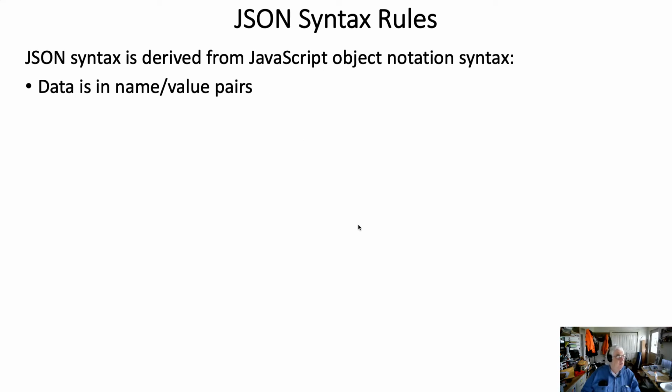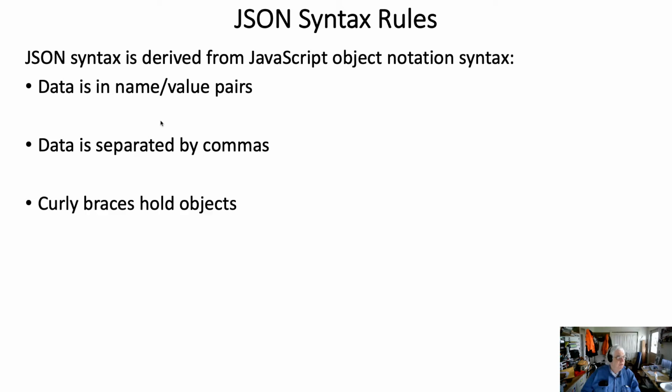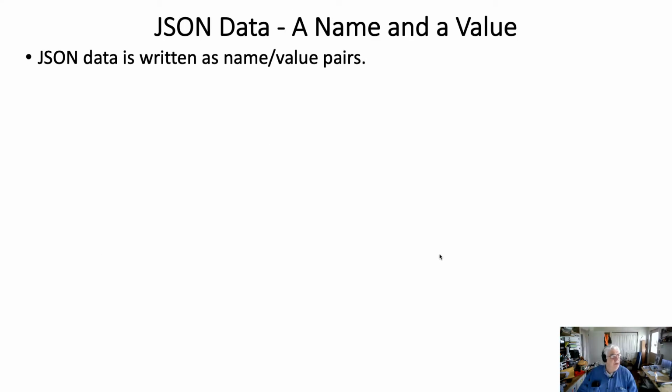What are the syntax rules? JSON syntax is derived from JavaScript object notation. The data is name-value pairs. The data is separated by commas. Curly braces hold objects. Square brackets hold arrays, and we're going to see more of that, and it's important. JSON data is a name and a value.